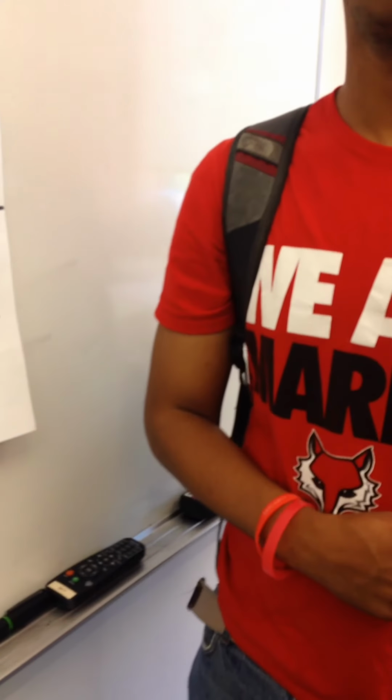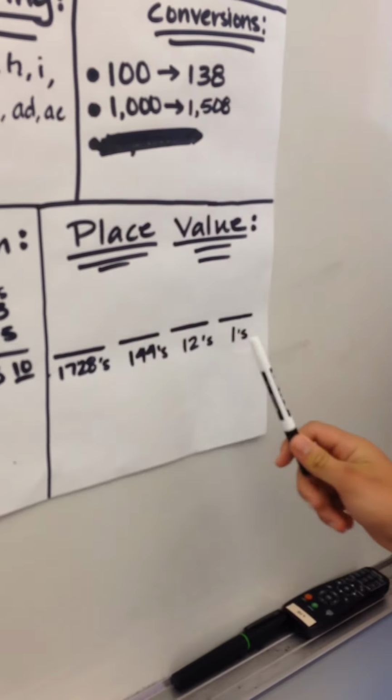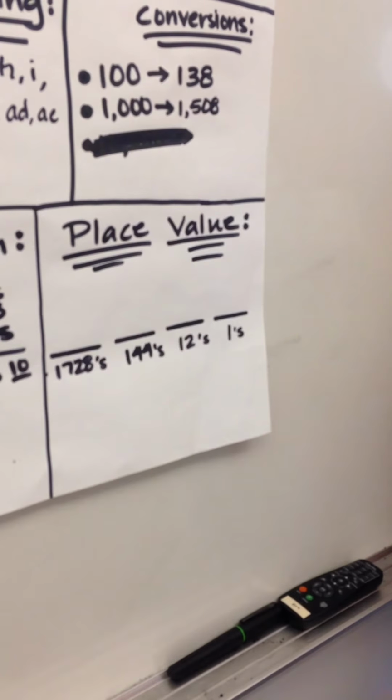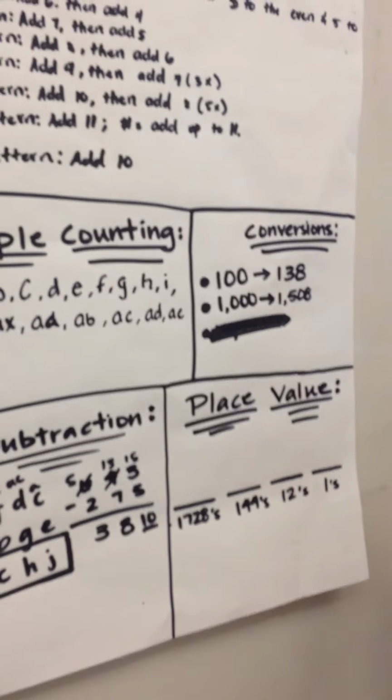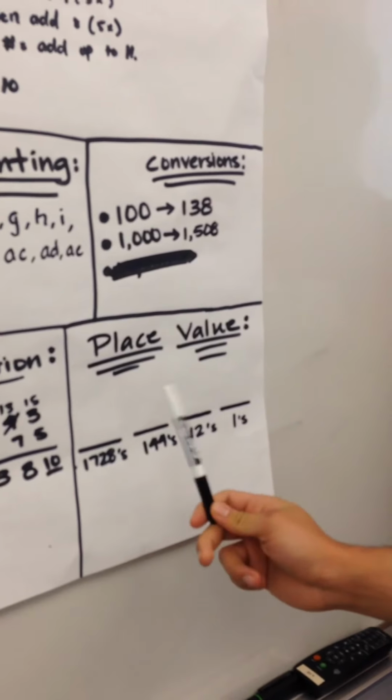In our system, we have ones, tens, hundreds, thousands. For our system, because we have a base 12, it is 1s, 12s, 144s, and 1,728s.